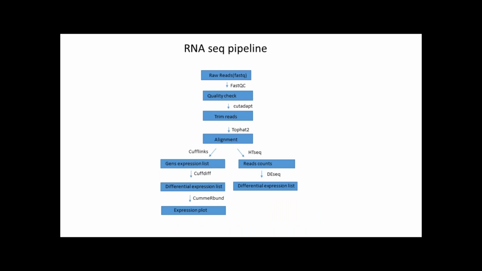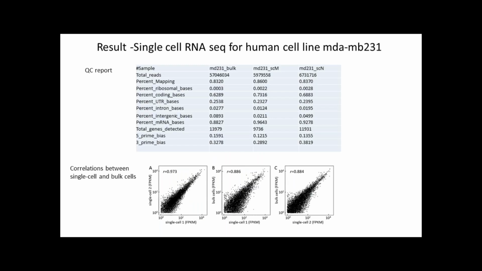After getting the sequence data for the samples, I also use the in-house pipeline to analyze the data. Finally, I get the gene expression list for every sample, and I summarize the results. Get the QC report. We can see the mapping ratio, the percentage of MI level, and the total genes detected are good. And the 5' bias and 3' bias are low.